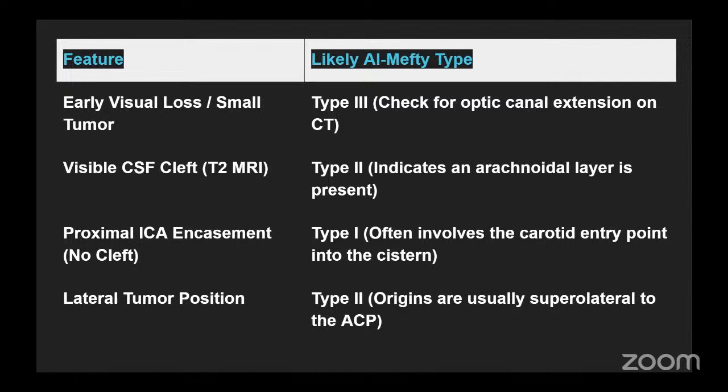Then if there is visible CSF cleft on T2 MRI, then that would mean that it could be type 2 and indicating an arachnoidal layer is present, which is good news for the surgeon. If ICA is encased and you see stenosis without any CSF cleft, most likely it is a type 1. Also, type 2 are more or less laterally positioned. They are the type which often gets confused with the medial sphenoid wing meningiomas.